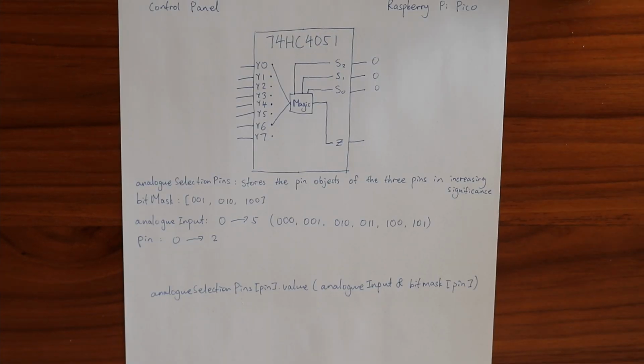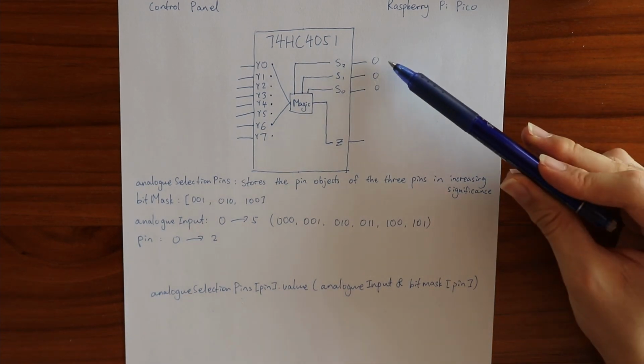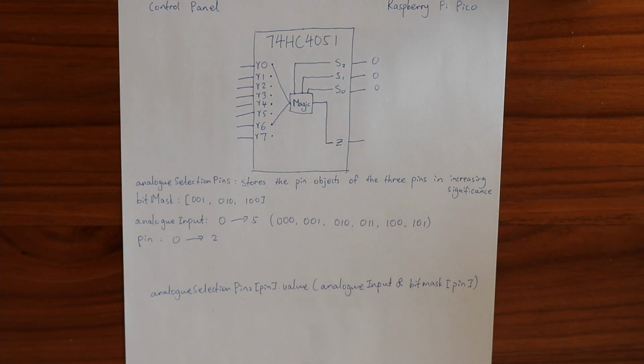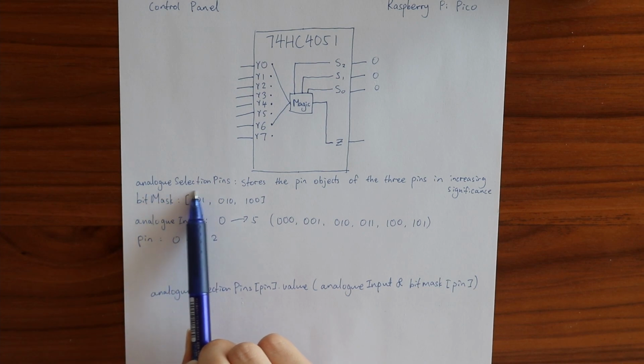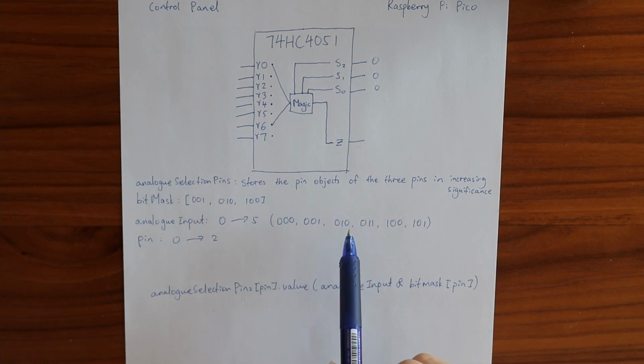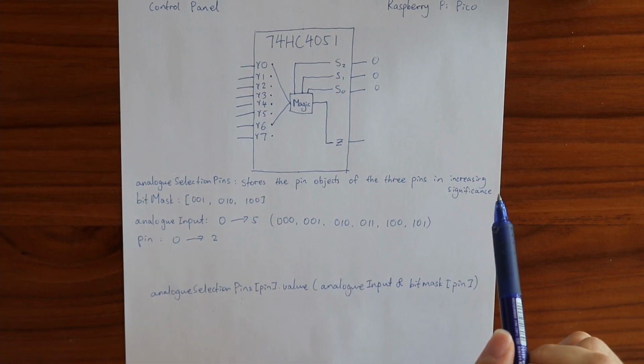To understand how the Raspberry Pi Pico sets these binary outputs then, it's important to understand the variables and arrays that go into doing this. First, there's an array called analog selection pins, which stores the pin objects of the 3 pins in increasing significance.